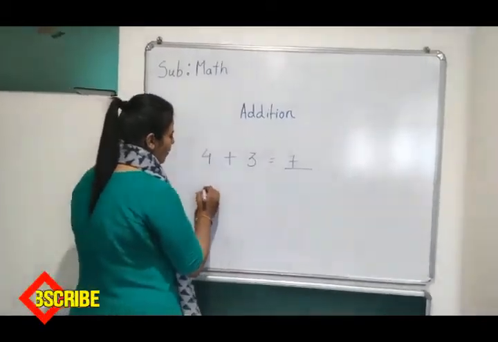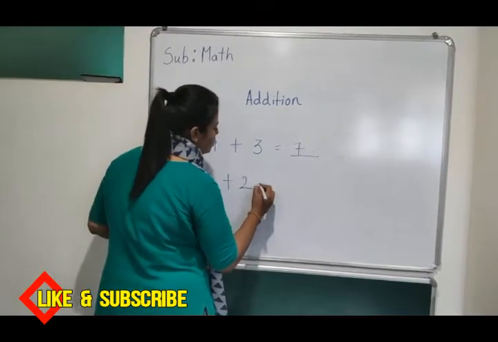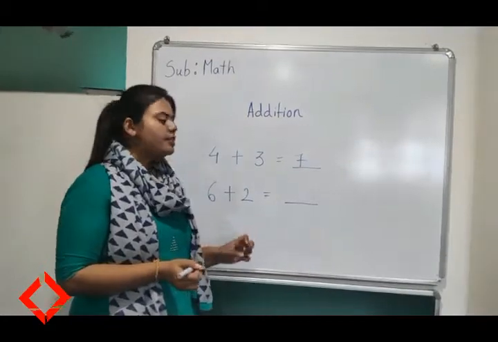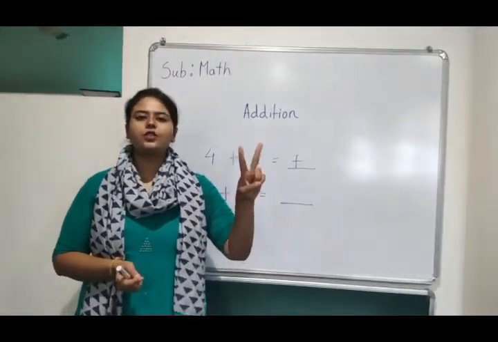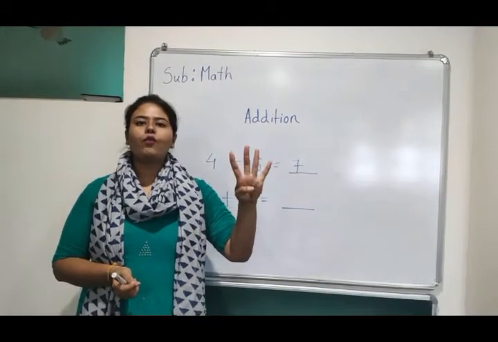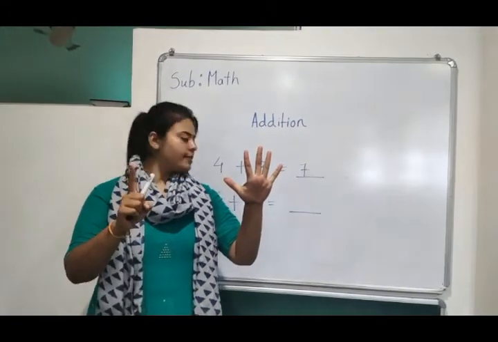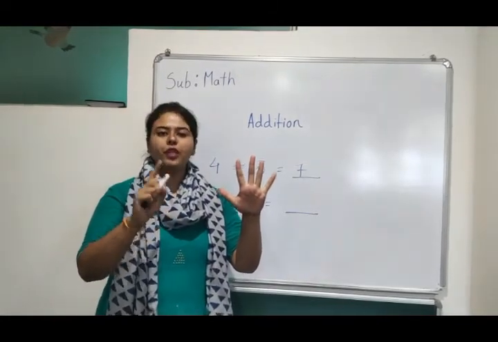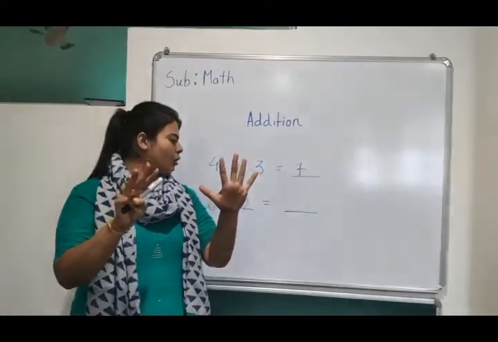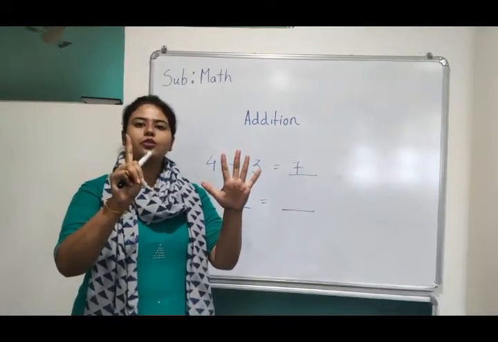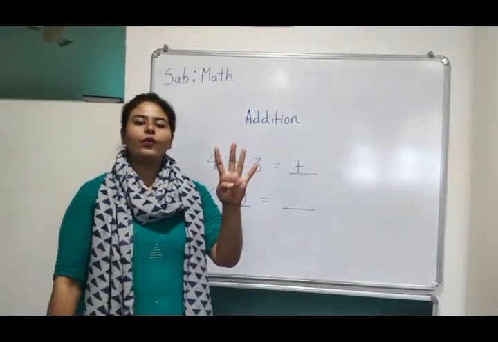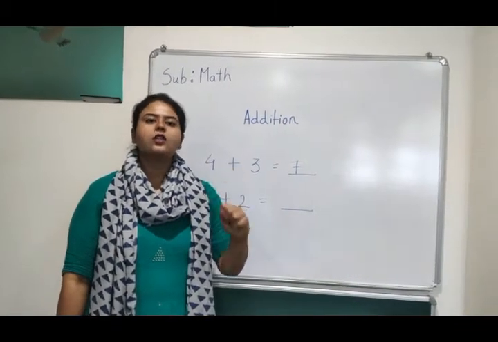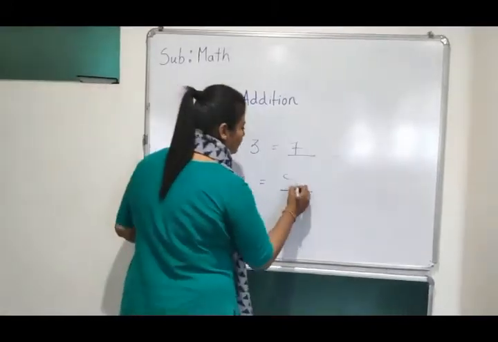Now next, there is a 6 plus 2. Again I will count first 6. 1, 2, 3, 4, 5, 6. Now our next number is 2, so I will add 2. 1 and 2. Now the total is 1, 2, 3, 4, 5, 6, 7, 8. So our answer is 8.